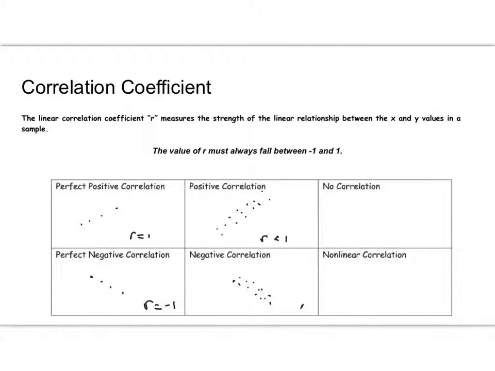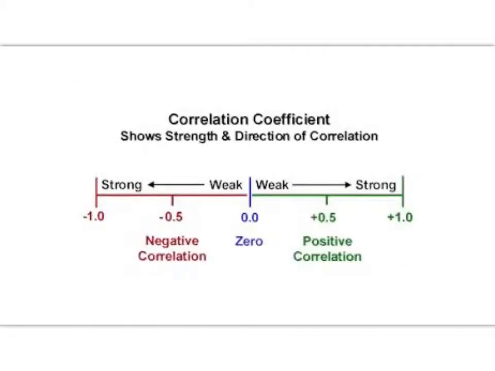And this would be less than 0, but greater than -1. Oh, and this would be greater than 0. No correlation, R is equal to 0. So the closer I am to either +1 or -1, the stronger the correlation is.